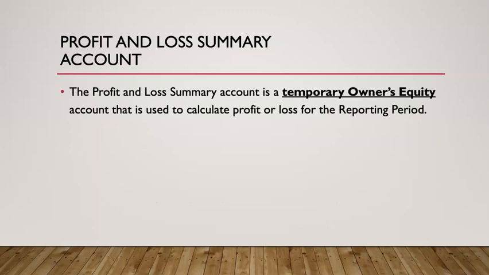So what is this profit and loss summary account? The profit and loss summary account is a temporary owner's equity account. Keyword being temporary. Its only purpose is to temporarily calculate profit or loss for the reporting period. It is like the scorecard for a reporting period. That's why it's temporary. Temporary means it will disappear after this reporting period, after we've done it.